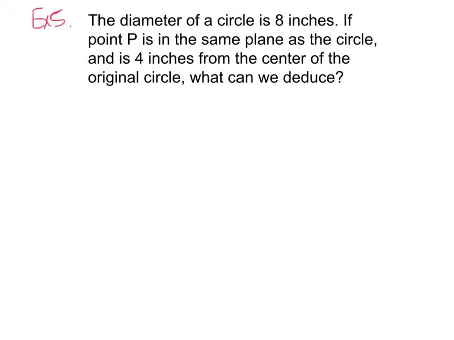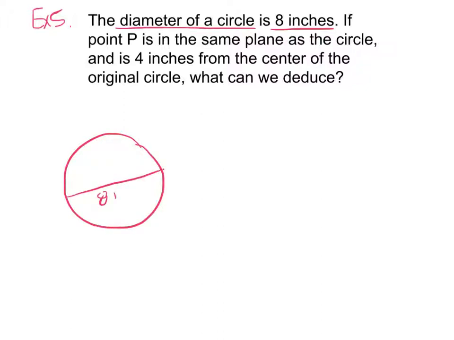Last example is a word problem. Let's read it and underline the important words. So the diameter of a circle is 8 inches. So I'm going to go ahead and draw a circle, and its diameter is 8 inches. Okay? Point P is in the same plane. So I'm going to go ahead and draw a plane.